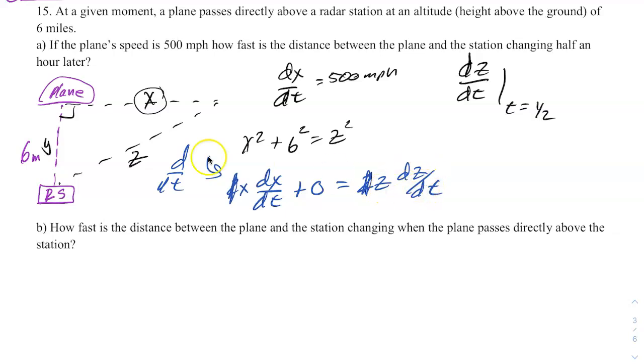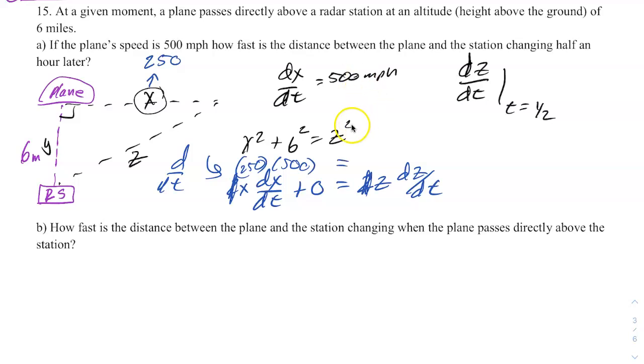Do we know what all that is? I actually don't know what x is. The plane goes 500 miles per hour, but we're only going for half an hour, so I can do the math there. Since we only traveled half an hour, it's only 250. dx/dt is 500. That's how fast we're going.